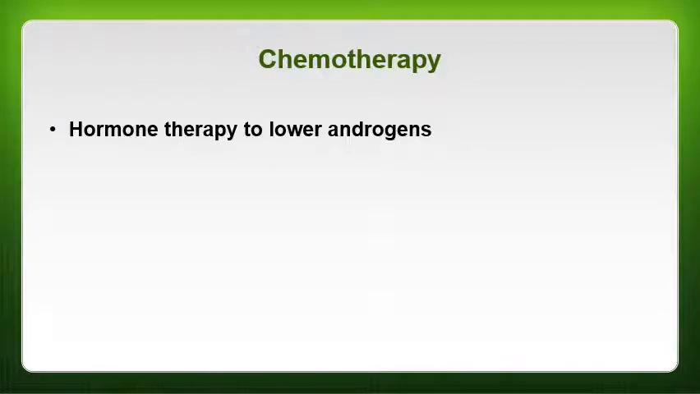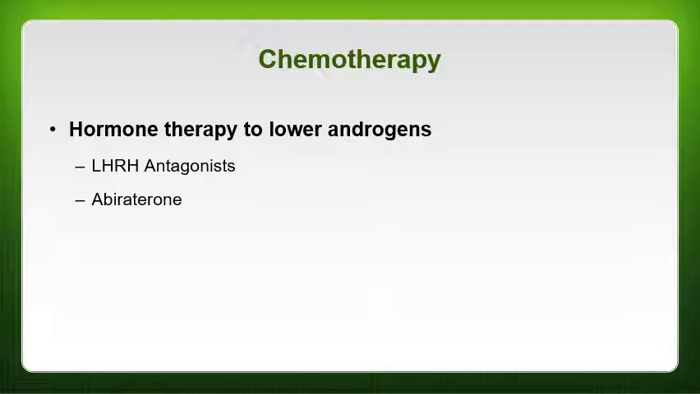So again, further discussion on hormone therapy to lower androgens. Your LHRH antagonists are also termed GnRH antagonists. GnRH is also known as gonadotropin releasing hormone. They tend to decrease testosterone levels even faster than the LHRH agonists, which we mentioned on the previous slide.